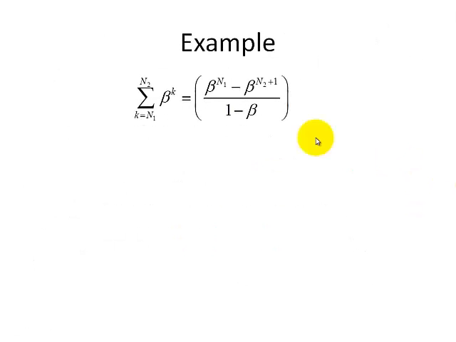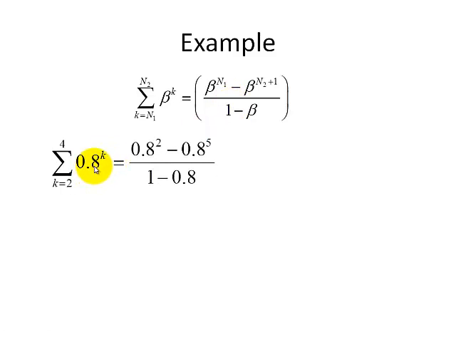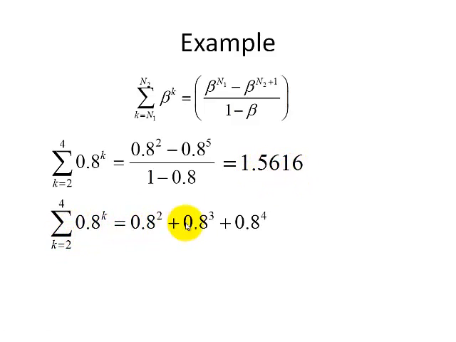Now we're going to apply an example in using this formula. Here we'll have a beta of 0.8, n1 will equal 2, and n2 will equal 4. Substituting these values into this closed form solution, we get 0.8 raised to the second power minus 0.8 raised to the fifth power, because when you substitute 4 into here, that gives us 5. We divide all that by 1 minus 0.8. The final result for this calculation is 1.5616. Now we'll do it the long way, adding up all these terms, and it turns out to be exactly the same answer as this one here. So this hopefully gives you more confidence in how to apply this formula.